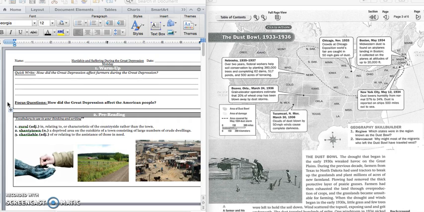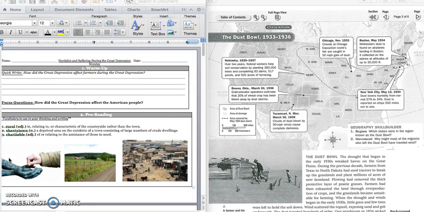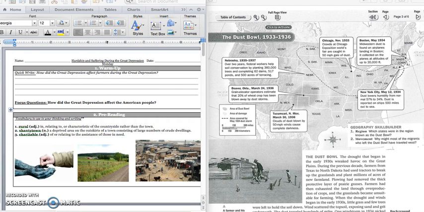Our focus question for today is, how did the Great Depression affect the American people? And so we're not just looking at farmers today, but we want to think about how it affected different groups of people in America. And there are 3 vocabulary words we really want to focus on today. The first one is rural. That is relating to the countryside. It's like the country, it's not a town.